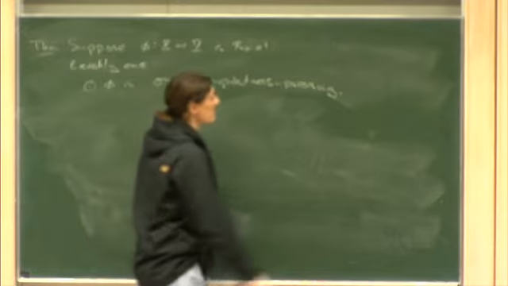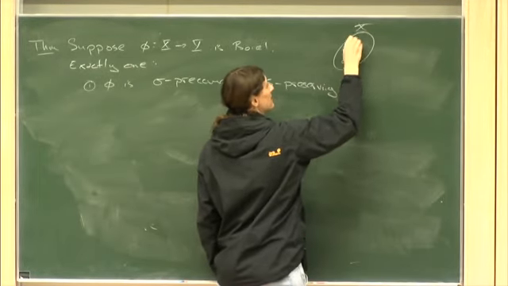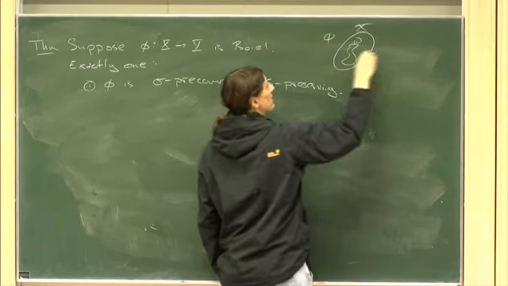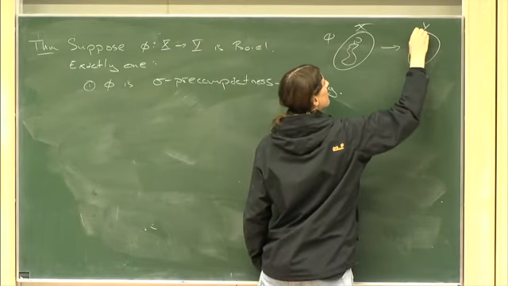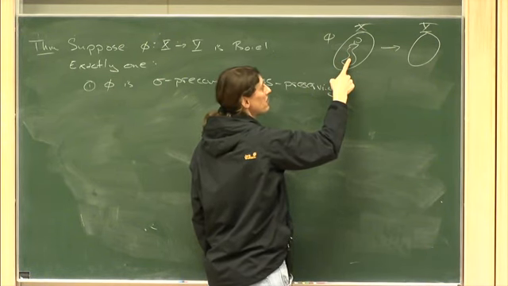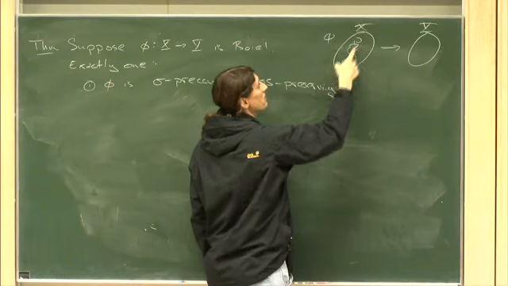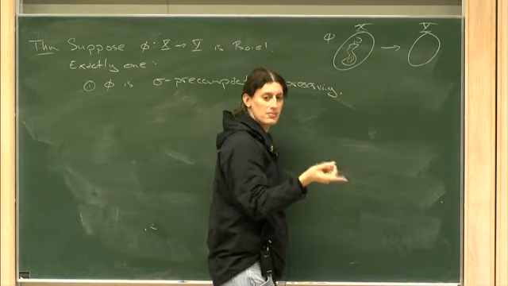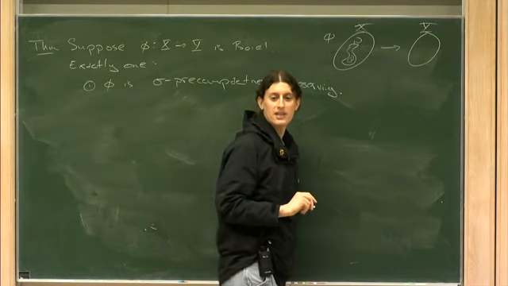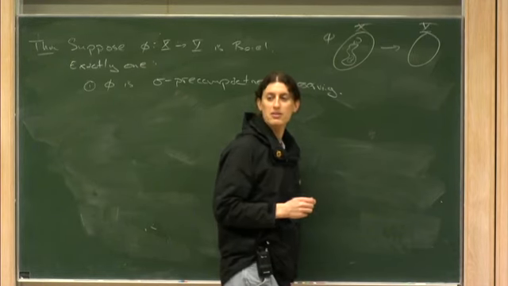So sigma. You've got your domain X. You've got a subset W of X. You've got phi going over to Y. For phi to be precompactness preserving on W just means that whenever you have a subset of W which is precompact in X, its image is precompact in Y. Sigma precompactness preserving means that you can cover the domain with countably many such sets.